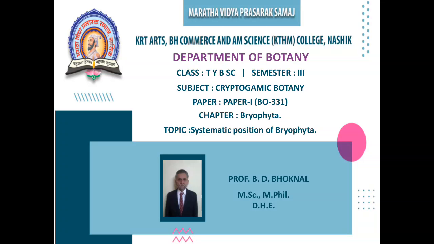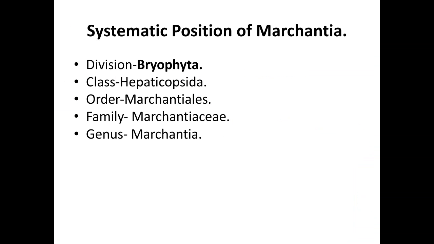Now today's topic is systematic position of bryophyte. Within that, first, systematic position of Marchantia. Now Marchantia belongs to division Bryophyta. The plant body is thalloid. There is no differentiation of root, stem and leaves. Thallus is parenchymatous. Rhizoids are present in place of roots.